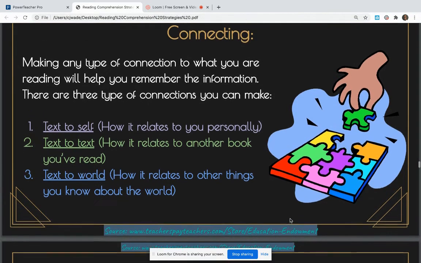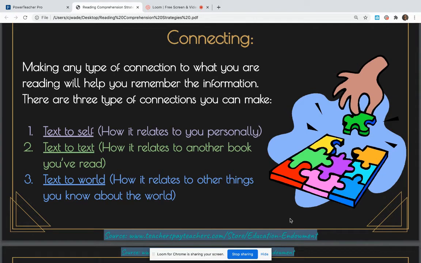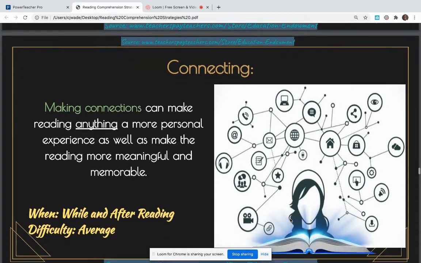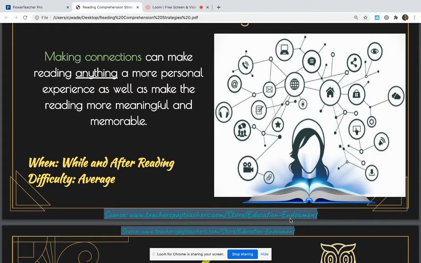But one thing that I want you guys to be by the end of this year is really good global citizens. So you're not just concerned about the impact of things on you, you are concerned about their impact on the world at large. So connections make your reading more personal. Now this skill is a little bit harder, but you can do that while you're reading or after you're reading.